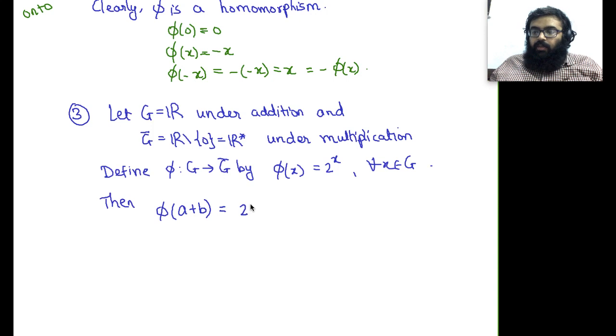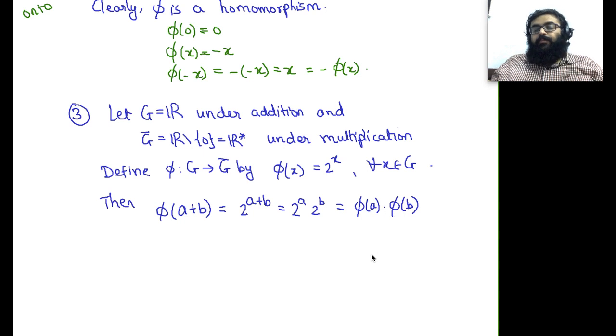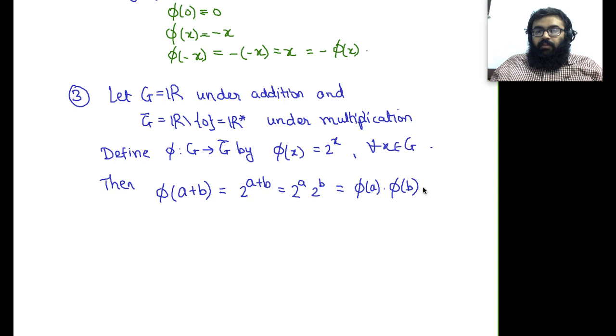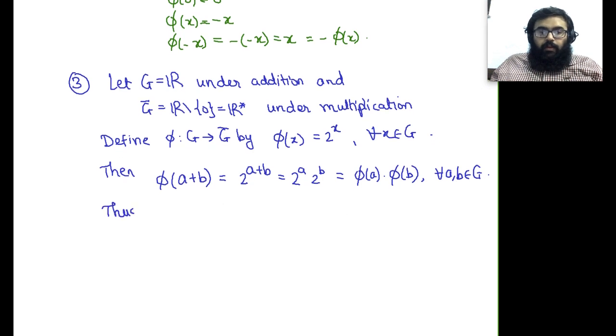So we take a plus b, and that is nothing but 2 raised to a plus b, which is 2 raised to a times 2 raised to b. And 2 raised to a is nothing but phi of a, and this is phi of b. Here you can see that this is a product, because the operation in G bar, R star, is multiplication. So this is true for all a, b in G, and thus phi is a homomorphism.